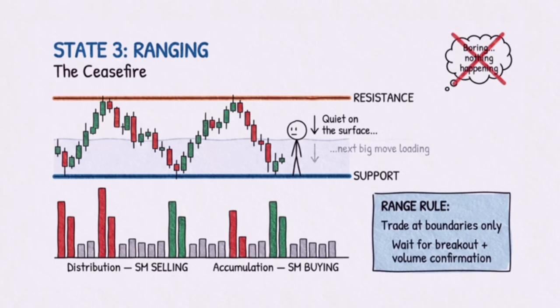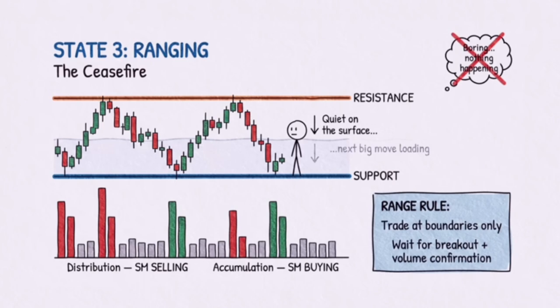In a ranging market, price bounces rhythmically between two clear boundaries, support and resistance. And if you look at volume, you'll see something interesting. Volume spikes at the boundaries. Real money is active there. Here's the deeper layer. If you see heavy volume at support and price bounces strongly afterward, that's accumulation. Someone is buying everything. If you see heavy volume at resistance and price gets rejected hard, that's distribution. Someone is selling into every push.